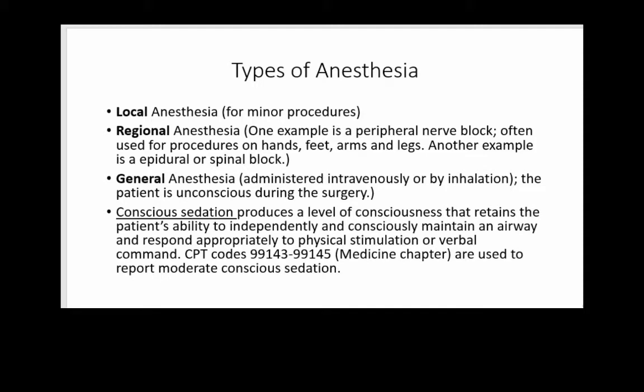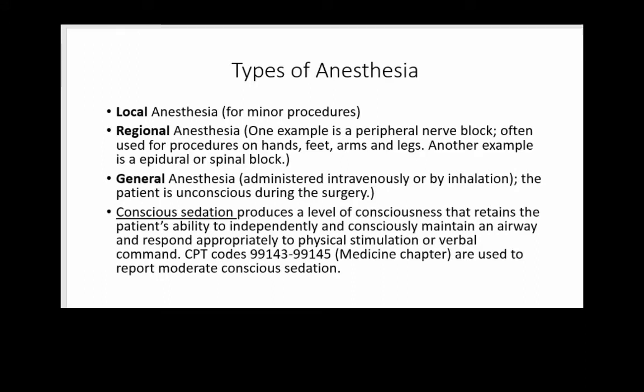The types of anesthesia are local, regional, general, and what we refer to as conscious sedation. They are very different. The only types of anesthesia that are covered in this chapter are the local, the regional, and the general. The conscious sedation is covered in the medicine chapter. The difference is, with conscious sedation, you are able to breathe independently, maintain your airway, and respond to verbal commands. You really aren't knocked out, so to speak. When you have general anesthesia, you're going to be completely unconscious, and you're probably going to be on a ventilator, and that's going to take care of your airway.